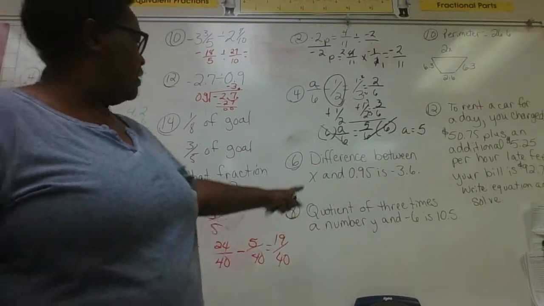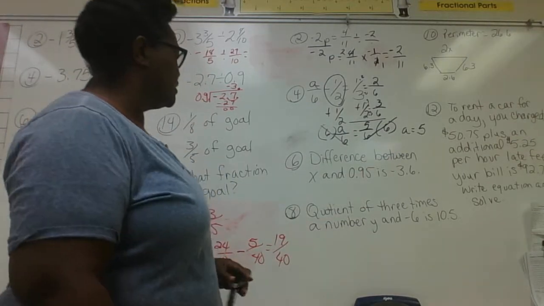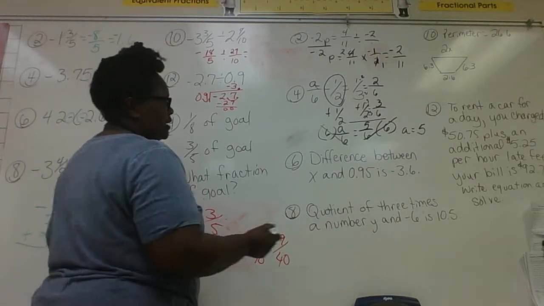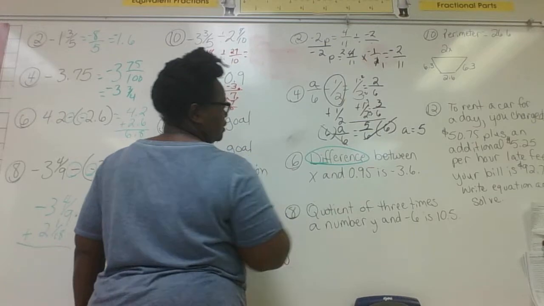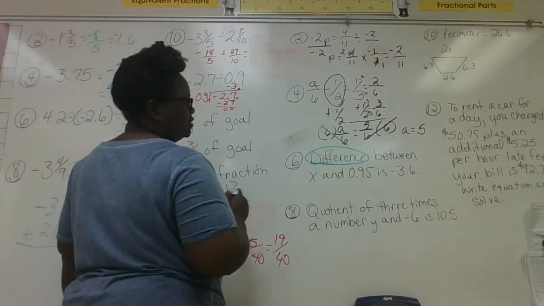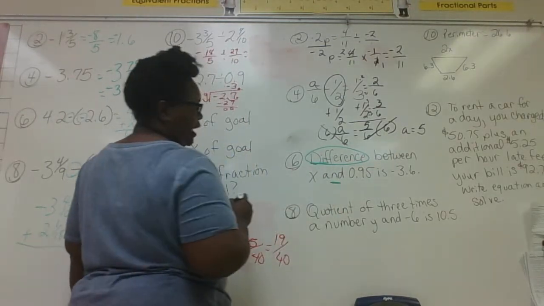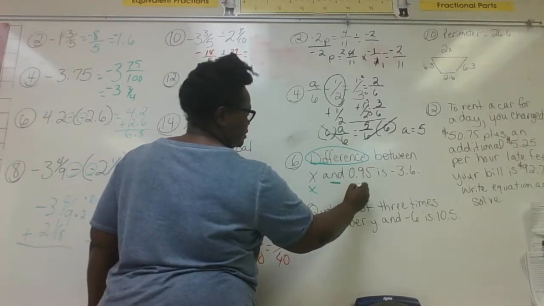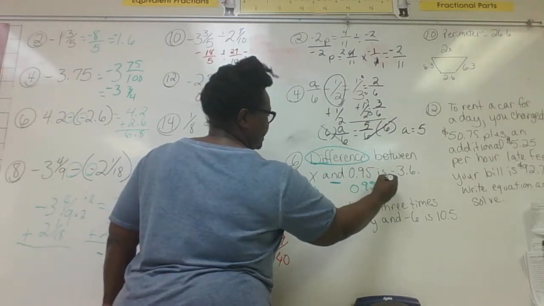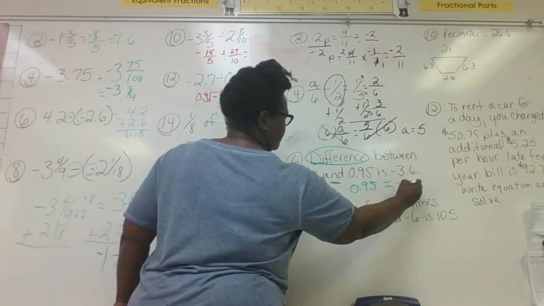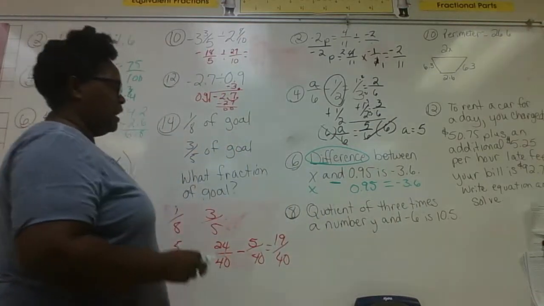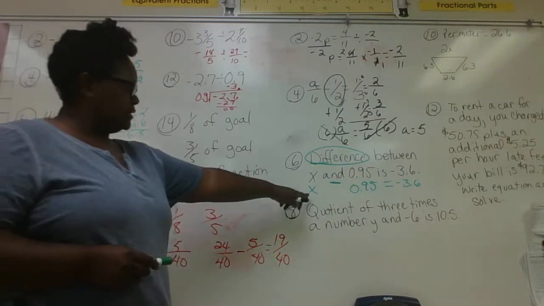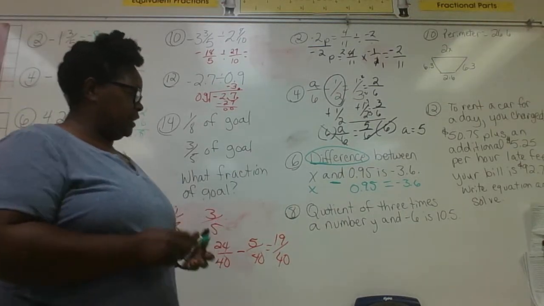Number 6, we have the difference between X and 0.95 is -3.6. So let's take a look at it. Difference, okay, means that it's going to be subtracting, where the X is, and 0.95 is the equal sign -3.6. That is our word problem. Then it asks us to solve it. It is X's house, so we need to get everything out of X's house.